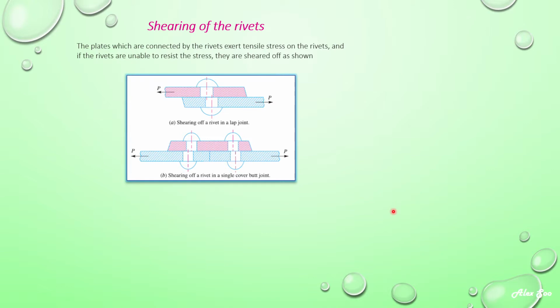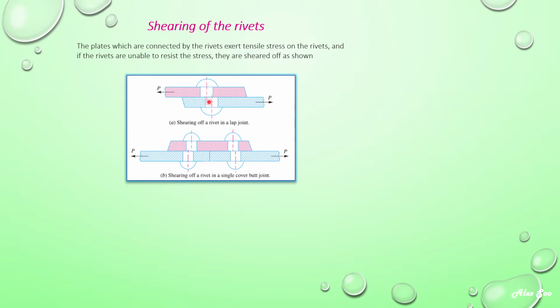Just for example here, you have plates shaded in red and in blue. The rivet is running through the hole. So when you apply this force P here, it might cause the plates to slide over each other. If the plates slide over each other, just now we discussed tearing of the plate might occur, or the shearing of the rivet might occur.